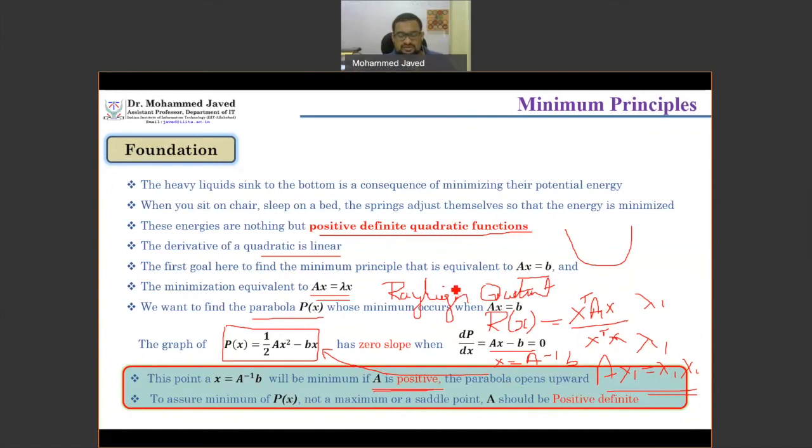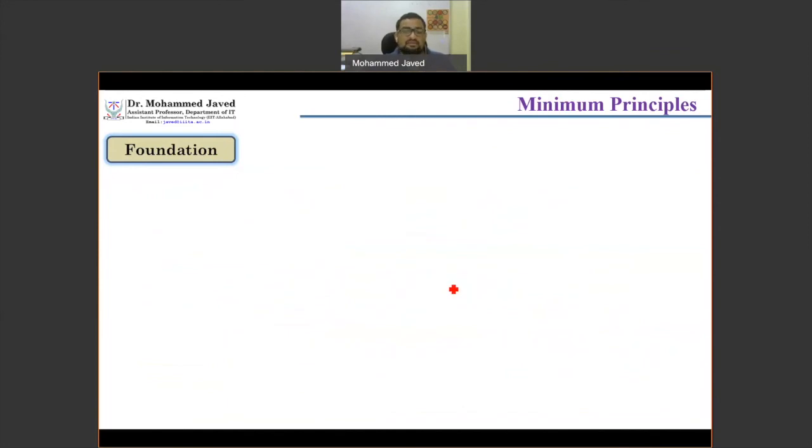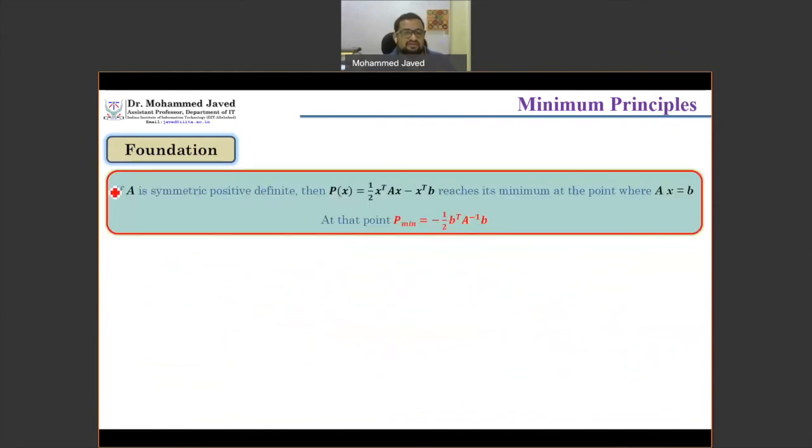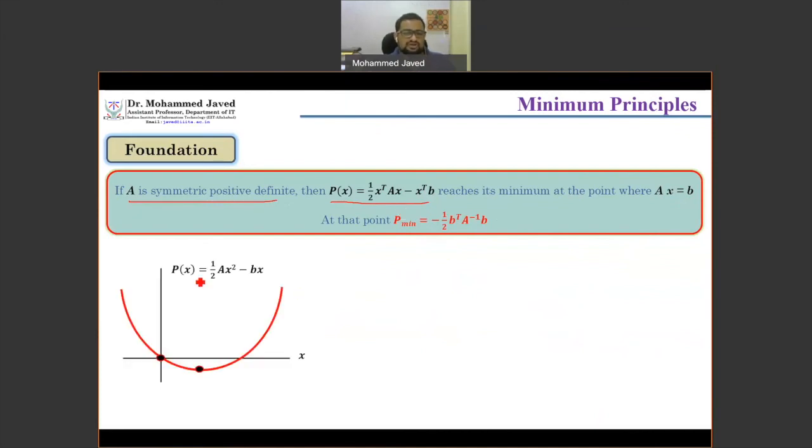The whole idea of this lecture is to tell that if the matrix is positive definite, then a minimum is guaranteed. Coming to the next slide, if A is a symmetric positive definite matrix, then the quadratic curve reaches its minimum at the point x equal to A inverse b. If you substitute x equal to A inverse b in this, you get this particular equation. That's what is shown here: the quadratic curve p of x equal to half A x square minus b x.